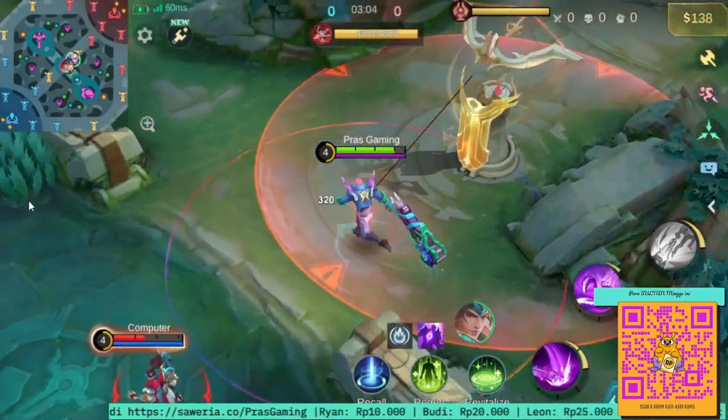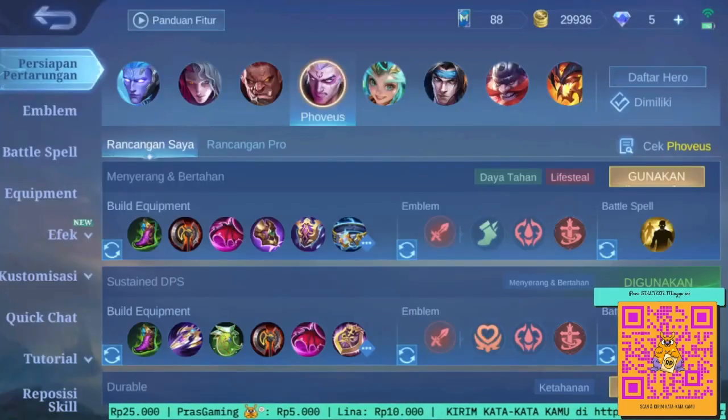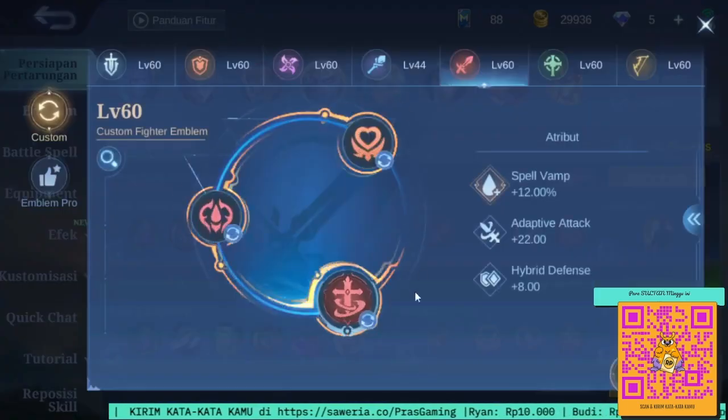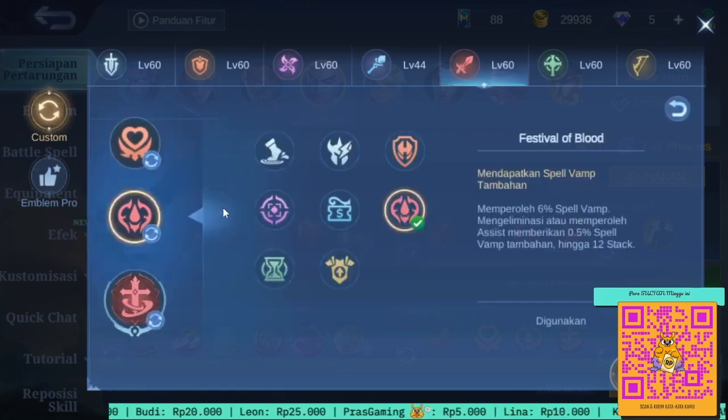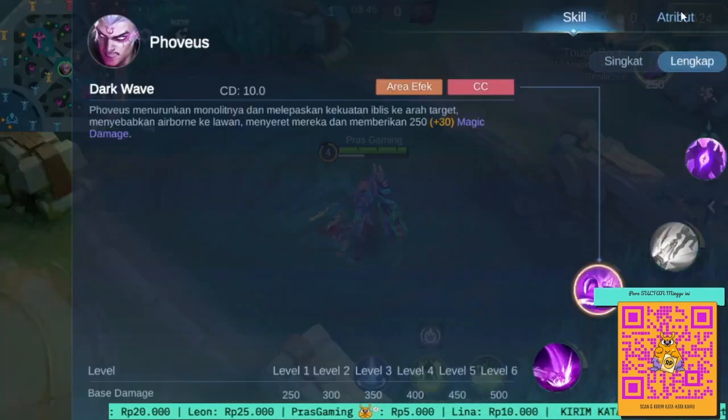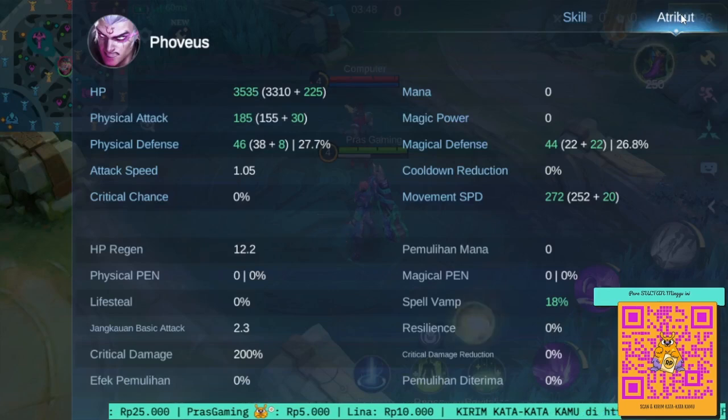2. SpellVamp sources and percentage. The first is from emblem and talent. For example, Emblem Fighter has 12% SpellVamp attribute and 6% Talent Festival of Blood. So we can see here, Valentina has 18% SpellVamp, even though he doesn't have an item at all.